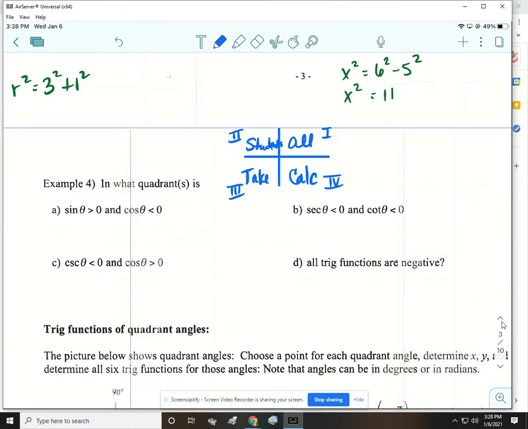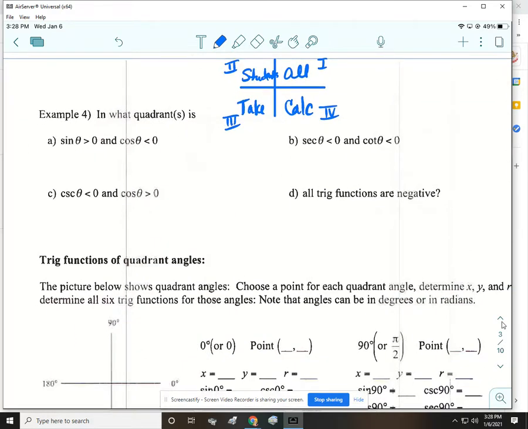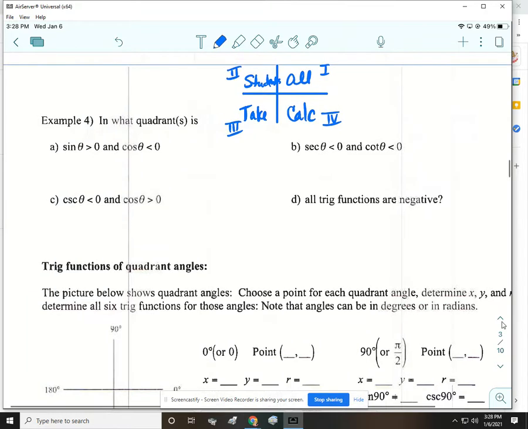All right, so on example 4, the sine is positive and the cosine is negative. So that should happen where sine's positive and cosine's negative is the S part, which is the students part, which is number 2.